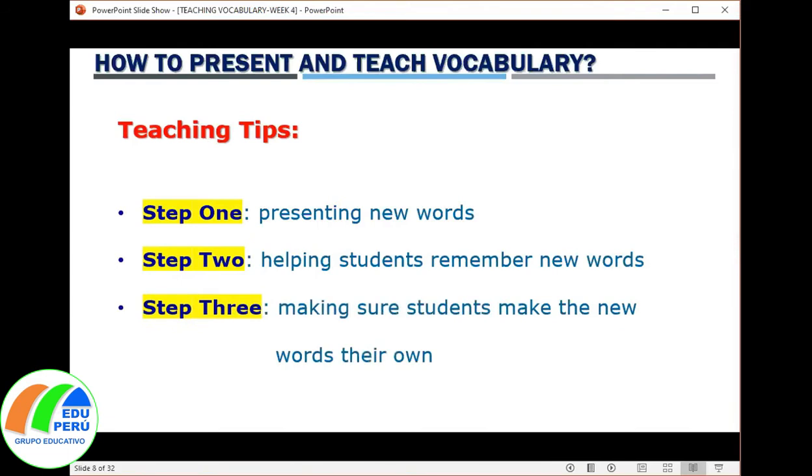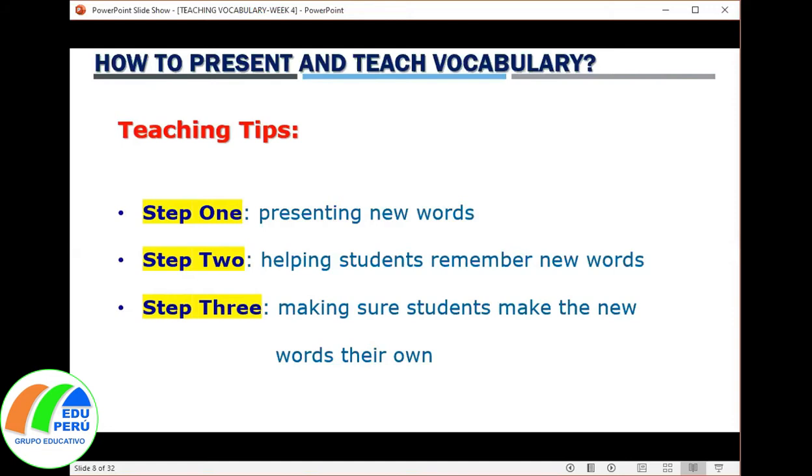And finally, step 3, make sure students make the new words their own. So they appropriate. Notice that when we talk about this term, appropriation, they need the language to be appropriated in order to use it. If you don't appropriate these words, you are not going to use them, which means that you're going to forget them. That's why here it says to make these new words their own. So they are going to appropriate these words in order to use them.